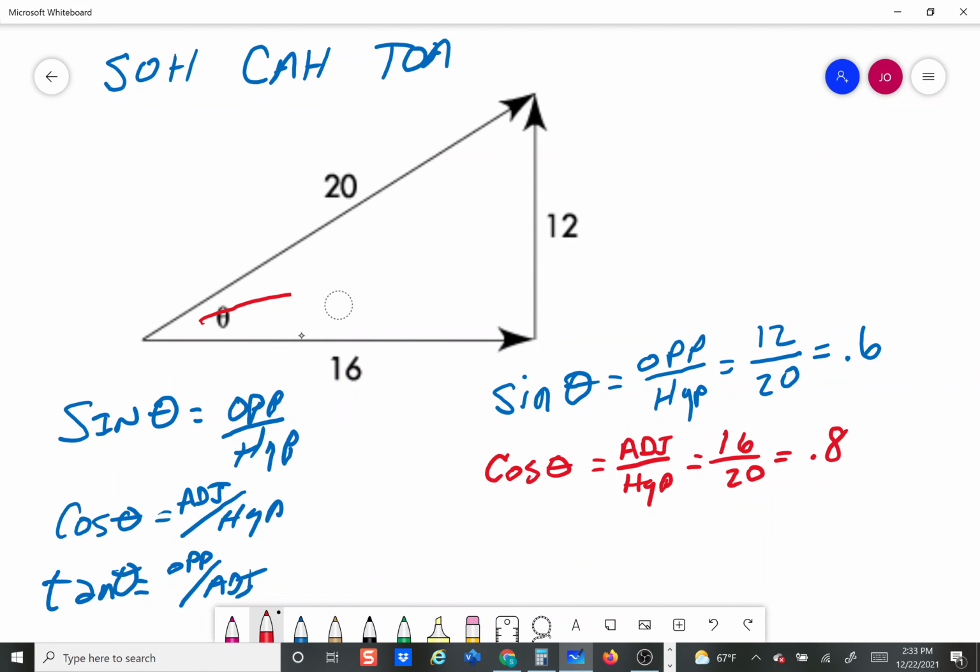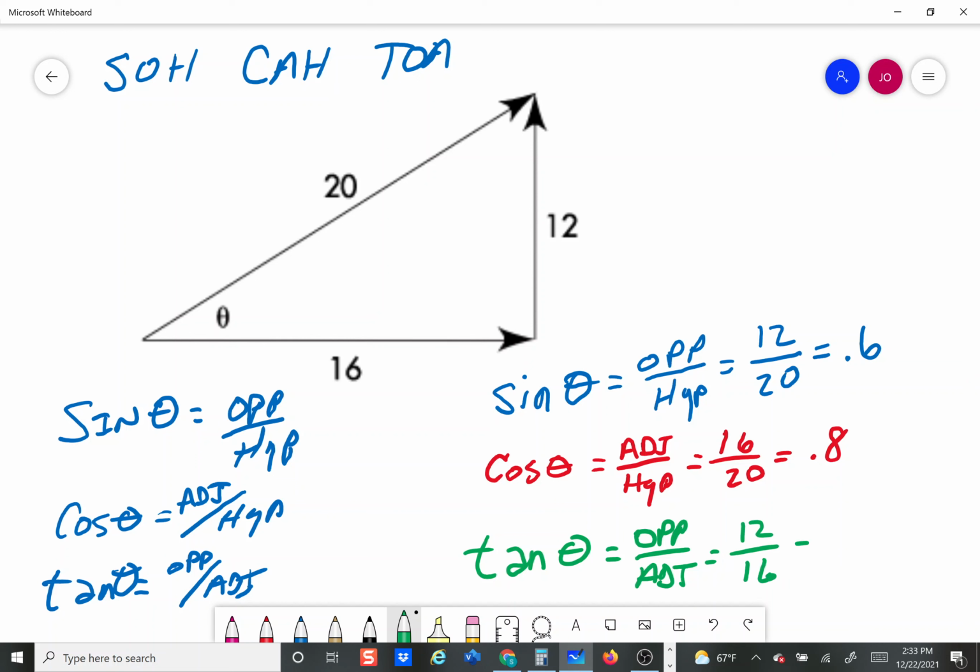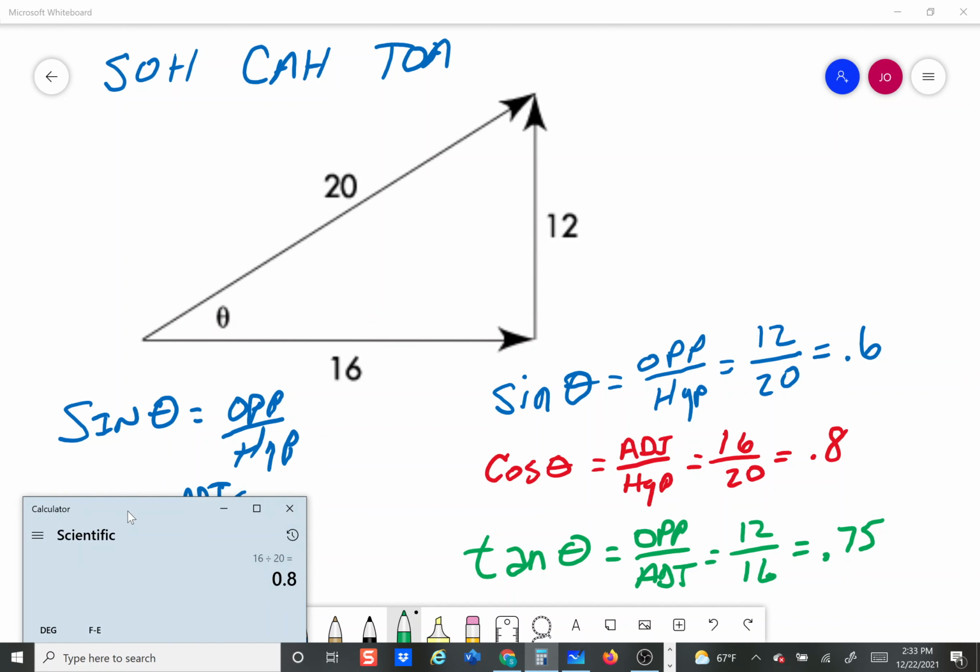Last but not least is going to be our tangent function. Tangent function we'll do in green. And that is going to be the opposite side over the adjacent side. In this case, the opposite side of 12 over the adjacent side 16, that is 3/4. But we will prove it by putting 12 over 16. And there it is, 0.75. All right. So that's great. That's fantastic. We know these values now.